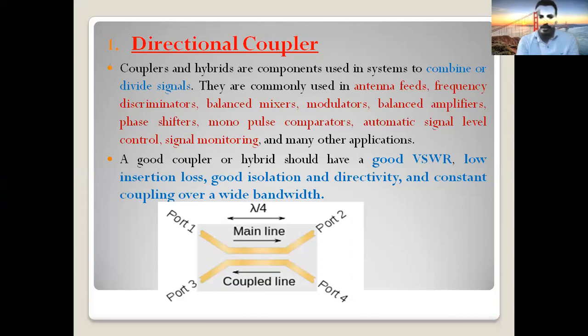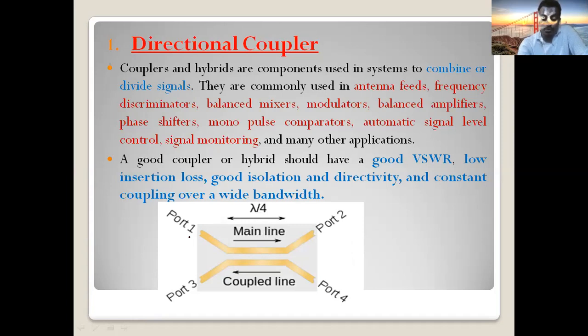As we have discussed last week, a directional coupler is a device which is used in so many applications, but generally you can say it is used either to combine or divide a signal. As we have also seen, a directional coupler is a 4-port device.